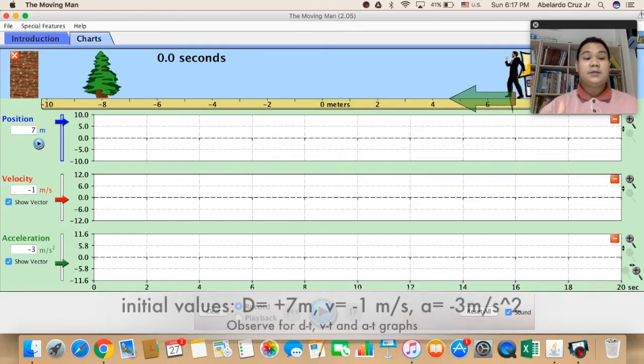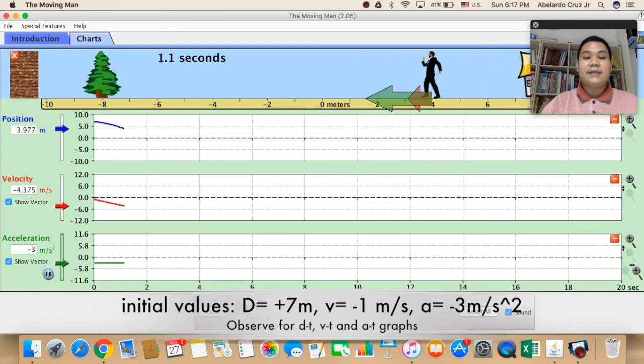Now, this time let's try to observe both velocity and acceleration being negative. We position the man at 7 meters. The velocity is negative 1 meter per second as the initial velocity, and the acceleration is negative 3 meters per second squared. Let's try to observe the position-time graph.